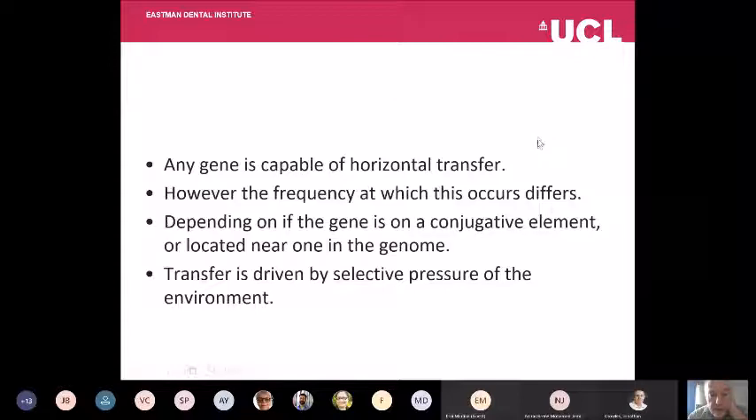So just to summarise this little section of my talk, I hope I've shown you that any gene is potentially capable of transfer. However, the frequency at which this occurs differs depending if the gene is on a conjugative element. Obviously, if it's on a discrete conjugative element, then it will transfer at a high frequency. But we can also get transferred regions like the polyp, which are not on any discrete conjugative element, but they've just been mobilized by other integrative elements in the vicinity. And obviously, transfer isn't driven by the selective pressure, but the success of the transconjugants is driven by the selective pressure of the environment. So I'm sure this has a big effect on natural selection. Certainly all this shuttling of genes gives natural selection a lot of raw material on which to act.